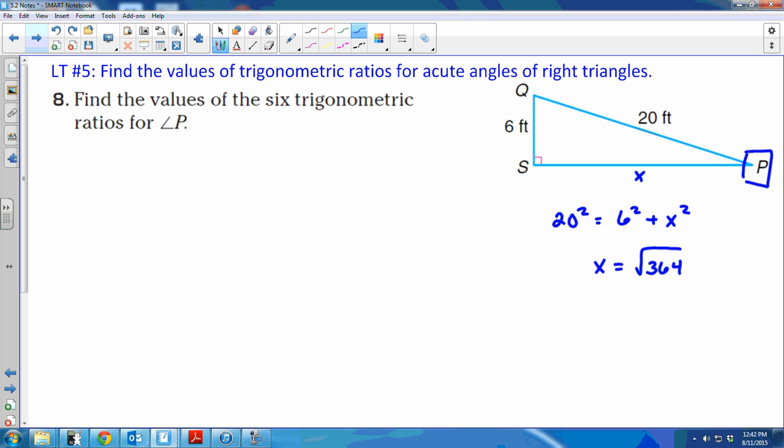That ends up being the square root of 364. And if you left it that way, that'd be fine. I would not be offended by that. I wouldn't count it wrong. It just so happens that it reduces down to 2 square roots of 91.